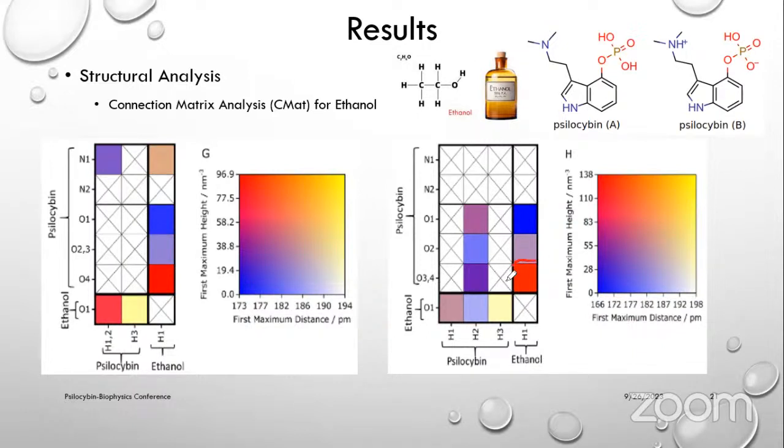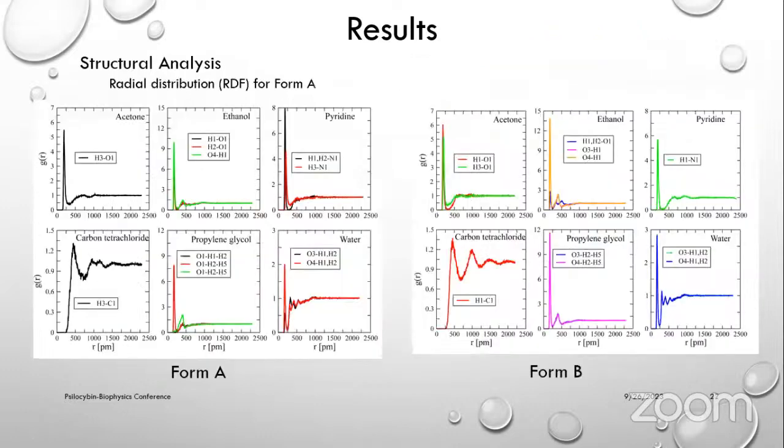Also, hydrogen from ethanol was strongly interacting with oxygen 3 and oxygen 4 of psilocybin. So this was a structural analysis to see how the two forms of psilocybin are behaving in different solvents. Another analysis was the radial distribution function from A and from B.